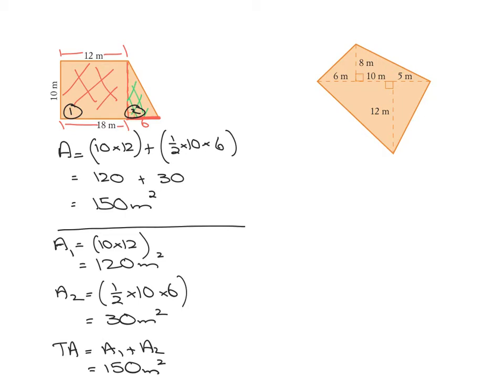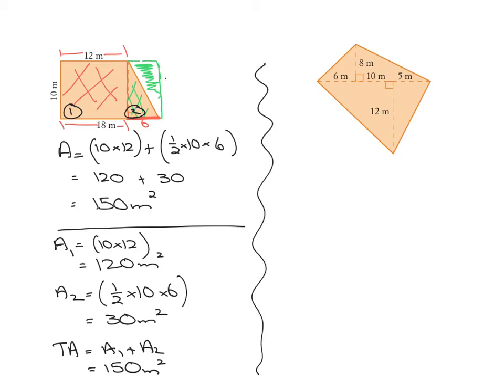Just as an alternative, some of you might be thinking, well, why not make it into one large rectangle, and do a rectangle that's 10 by 12 and then subtract this triangle of 6 by 10. That also is a method that you can use.